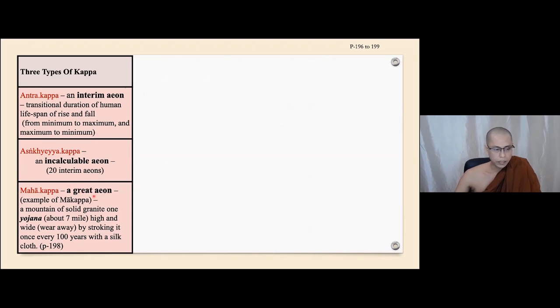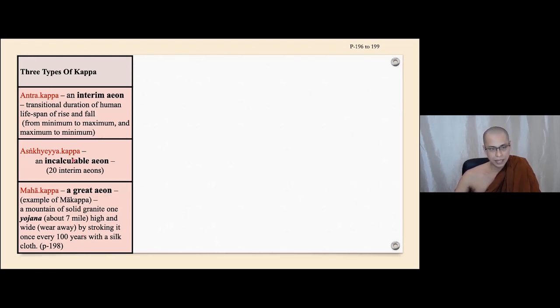So the great eon is explained by the example of a mountain of solid granite, one yojana, about 7 miles in height, a very high mountain, which can disappear by being stroked once every 100 years with a silk cloth, a very smooth one. 100 years pass and one stroke. Considering this, it is almost impossible to destroy, but in time it would also be gone. And that is the time period of great eons.